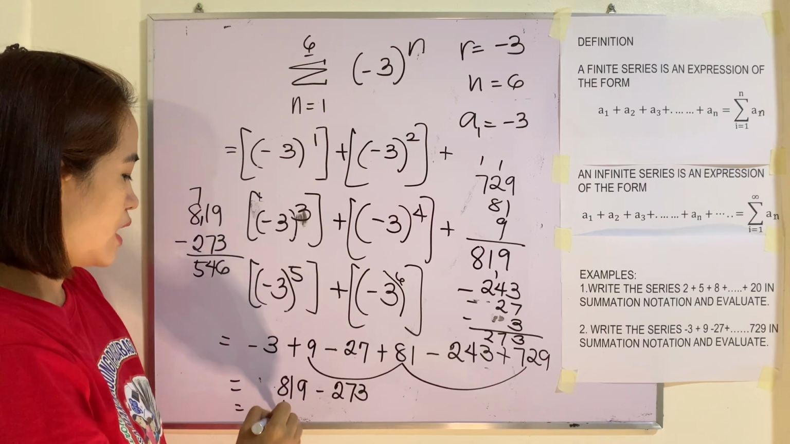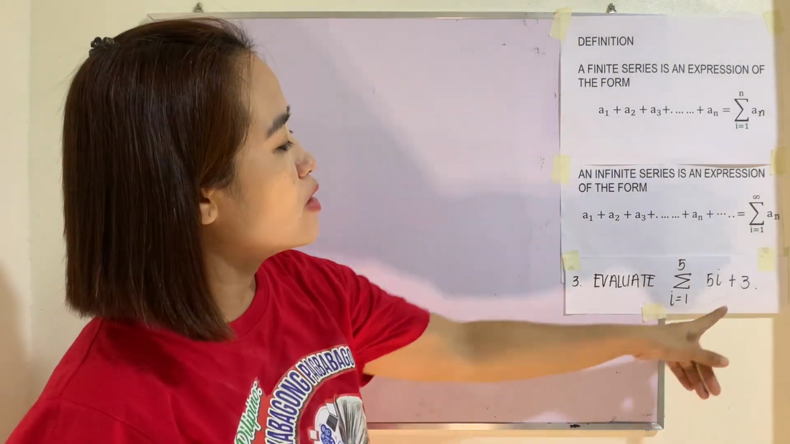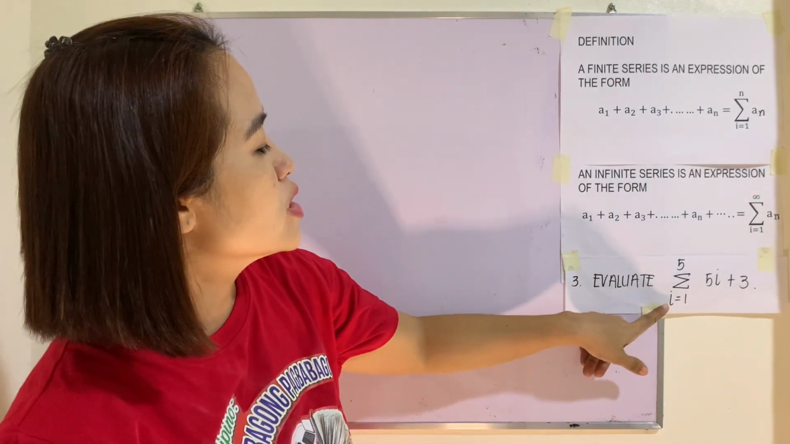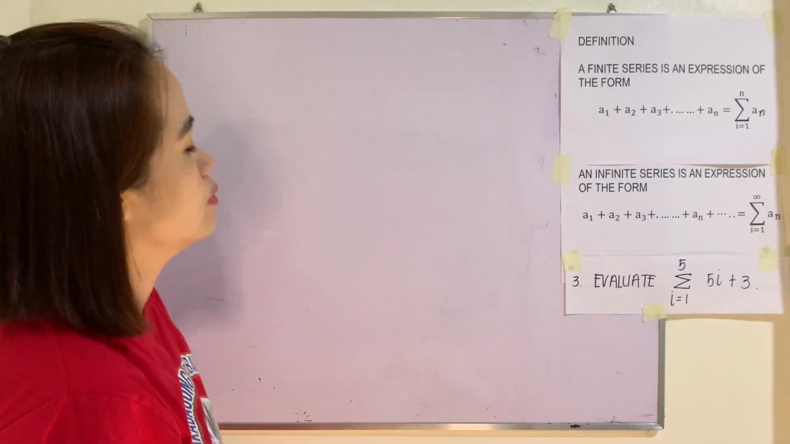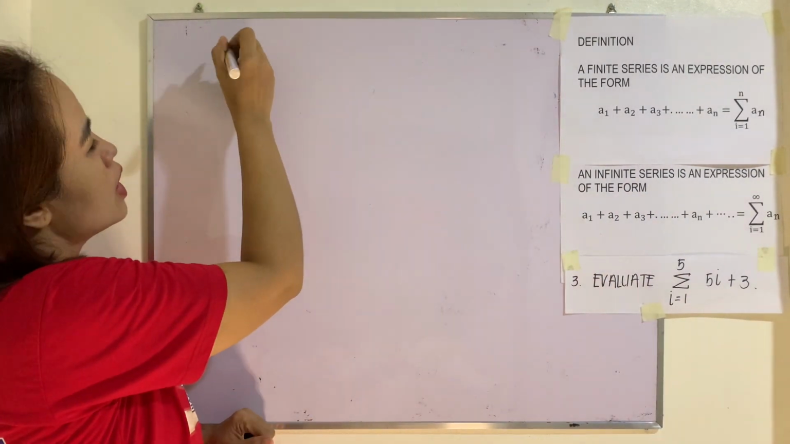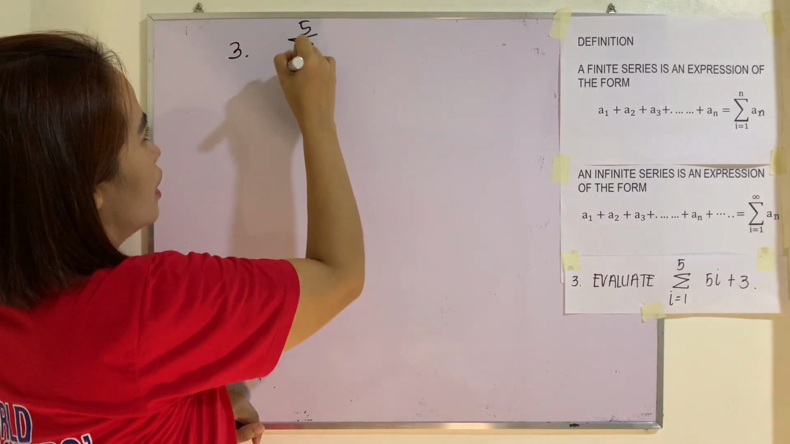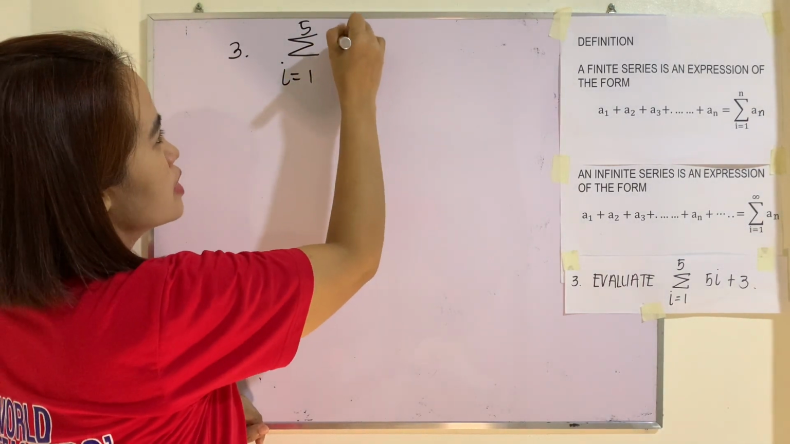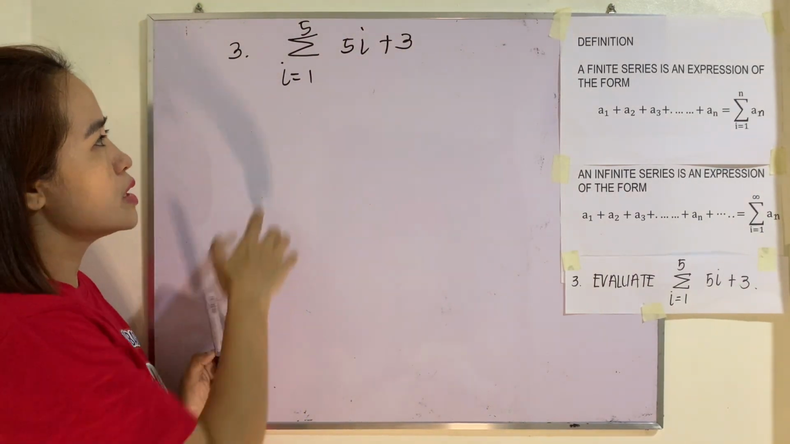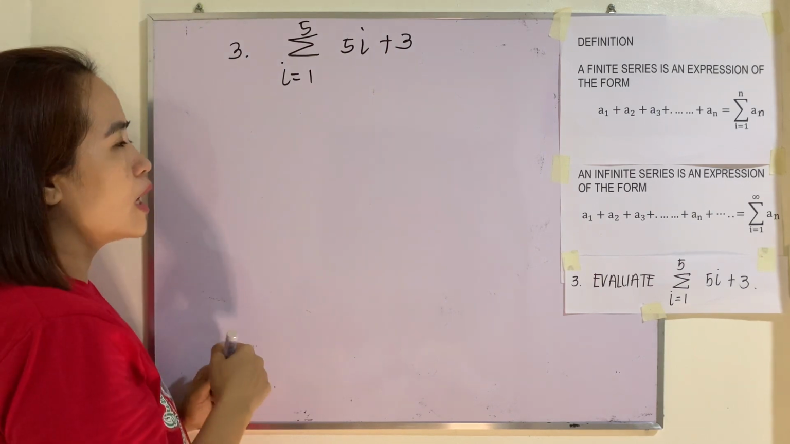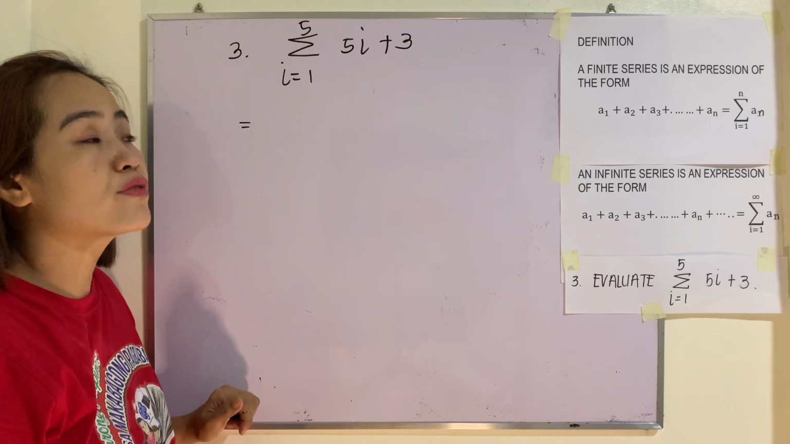So we have 546. Example number 3, evaluate the summation of 5i plus 3. We'll start from i equal to 1 and up to the 5th term. In this example, we use here the variable i. So therefore, we have to find the sum of the first 5 terms.